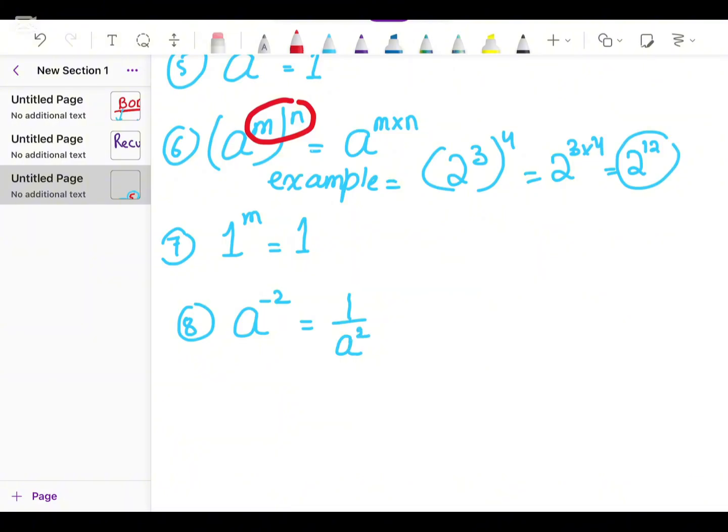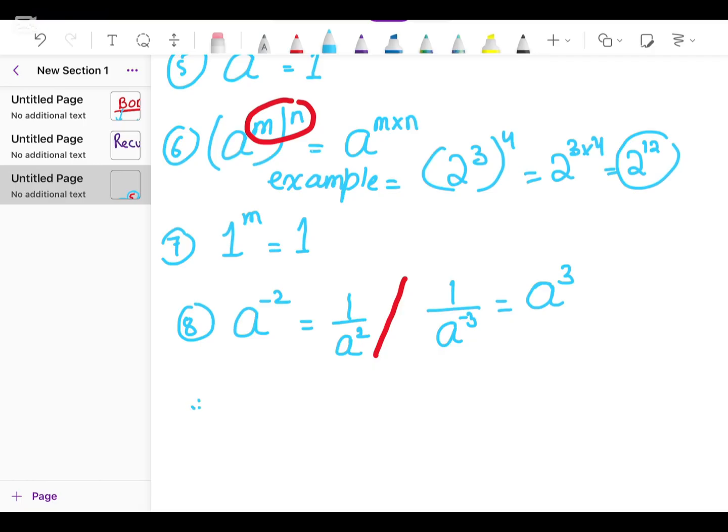Okay, for example, if it is written like this, 1 upon a raised to the power negative 3. As I told you how to change the power sign, just reciprocal it. So I will reciprocal it, it will become a raised to the power positive 3, and you don't need to write 1 in the denominator. So a raised to the power 3 will be the correct answer. So I hope everything is clear in this.